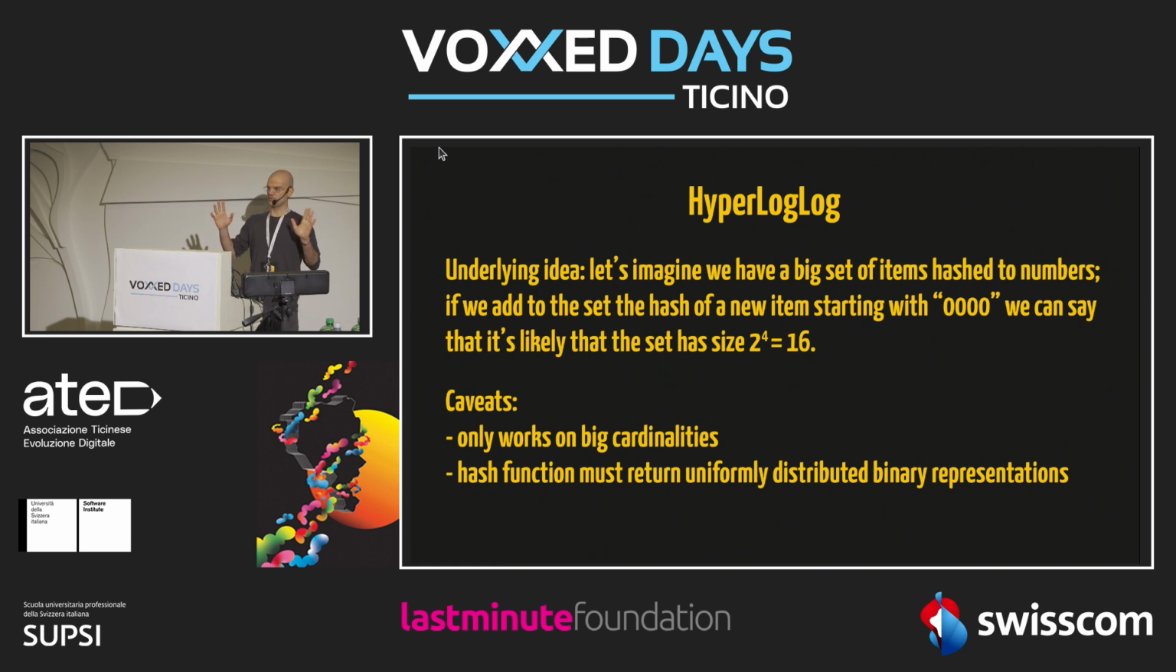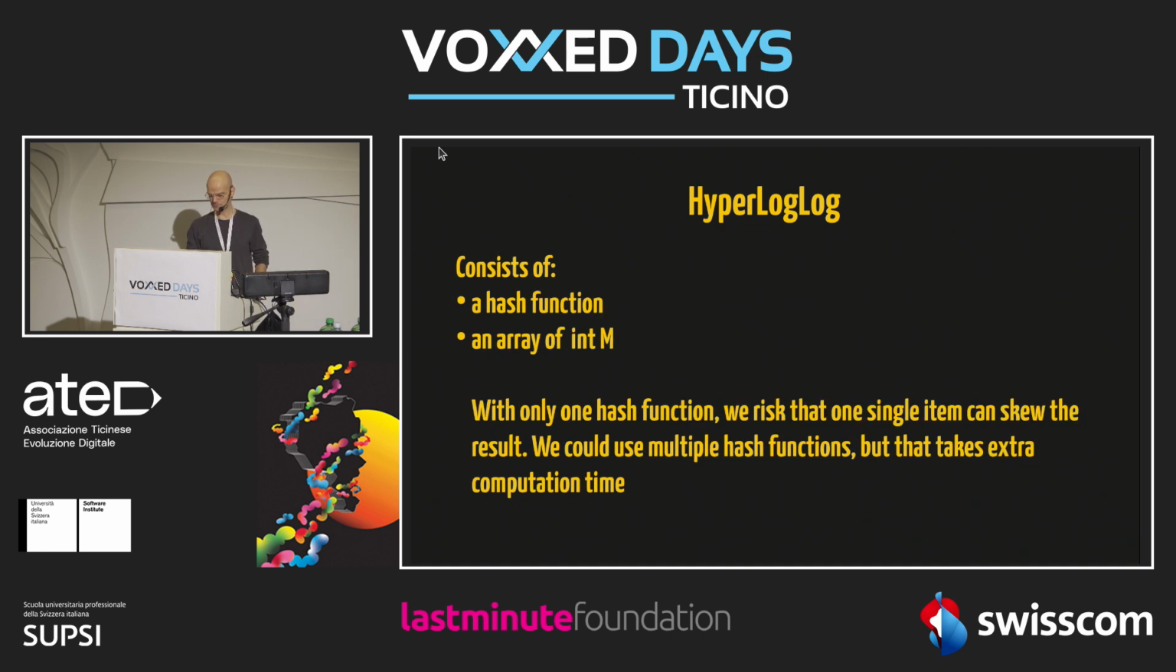This has very big caveats. The first one is that this works with big cardinalities, because of course if we have a set of 5 numbers, this won't work at all. But we are using it to save memory, and this comes when you have a lot of data, so of course we will have big cardinalities. And also the hash function must return uniformly distributed binary representations, because if we have skew in the hash function, that will be represented in the values as well.